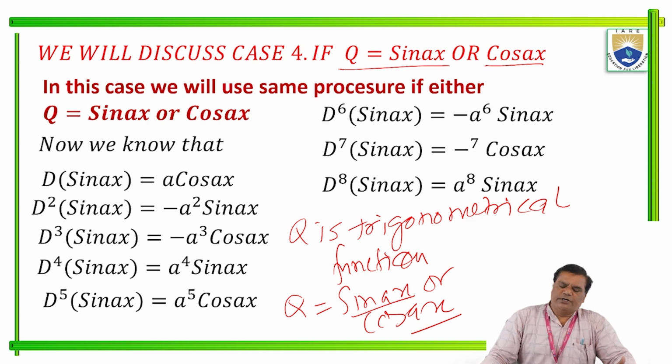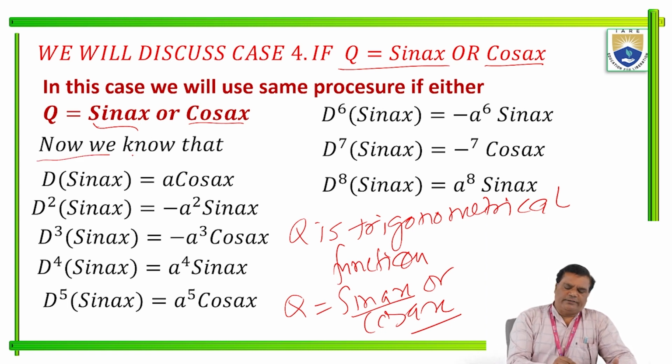If either Q equals sin ax or cos ax is given, then we apply the same method. There is no change in procedure. Whether Q equals cos ax or sin ax is given, in both conditions we apply the same procedure for finding the PI.